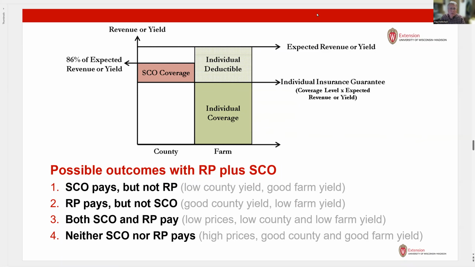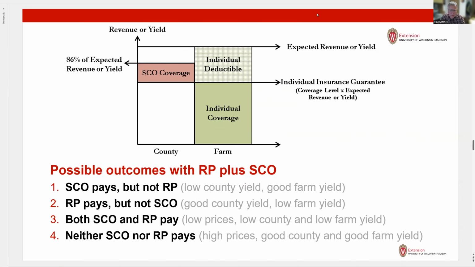What SCO allows you to do is to buy part of that deductible with coverage to make payments. So if you have a shallow loss, you potentially get an SCO payment. However, it is not based off your individual yield. It's based off of the county yield. And that's why it's shifted over to the next column on the left there. SCO coverage goes up to 86% of your expected revenue, but with a county policy.